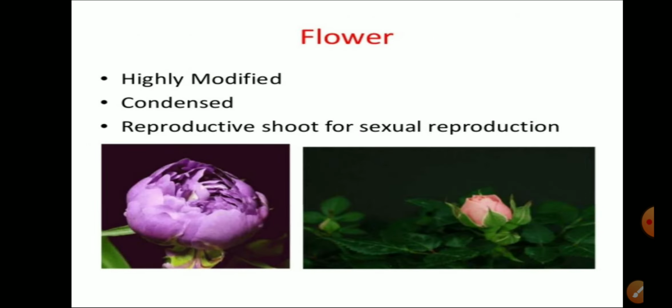Now, how will you define a flower? A flower is a highly modified and condensed structure. Actually, it is a modification of a leaf, a modification of a stem. It is a reproductive stem for sexual reproduction.